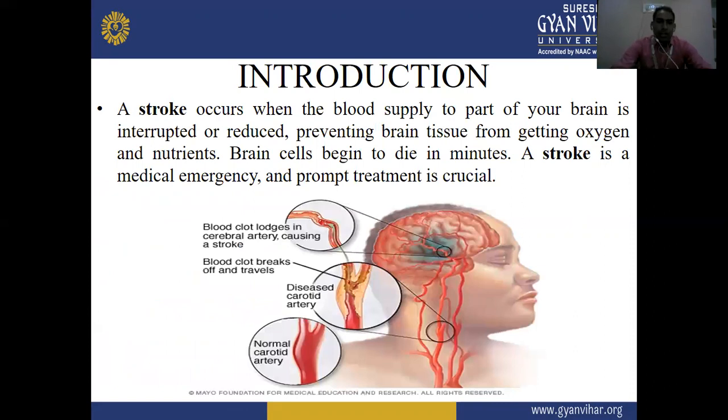First of all, introduction of stroke. A stroke occurs when the blood supply to part of your brain is interrupted or reduced, preventing brain tissues from getting oxygen and nutrients. Brain cells begin to die in a minute. A stroke is a medical emergency and prompt treatment is crucial.